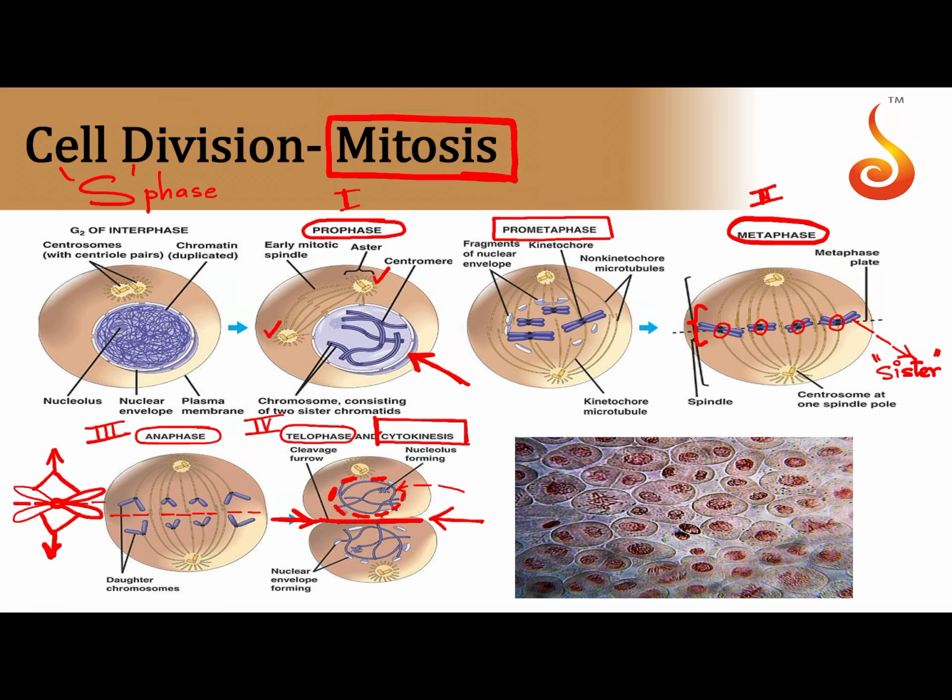The reason why we call mitosis equational cell division is because whatever chromosome complement existed in the mother cell, the same chromosomal complement is there in the daughter cells as well. There is no reduction in the number of chromosomes.